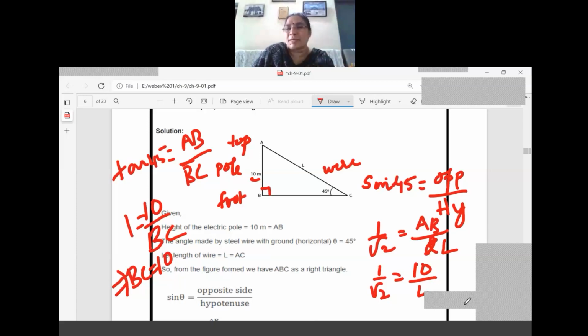So which is convenient? Within one step we are getting the answer when we are using sine 45. That is why we said that we have to use the convenient ratio here. Okay, so what happens here? Tan 45 also I can use, but I will get the value for BC only. Then I can go for cos or sine again for getting the length of the wire. The question is asked for the length of the wire only. So which ratio correctly we have to use? Better we go for sine 45. Within one step we will get the answer.